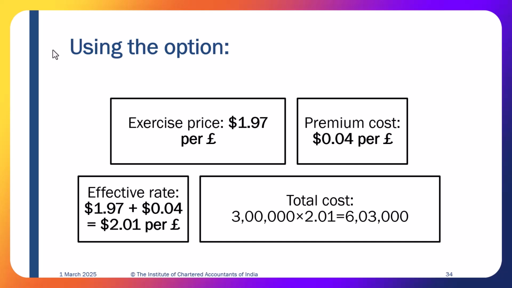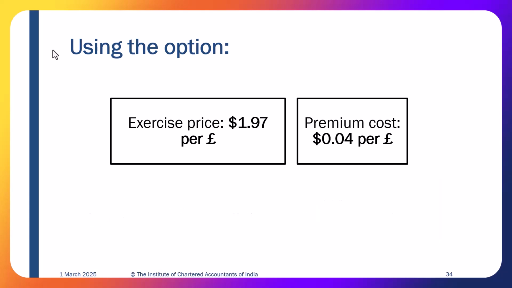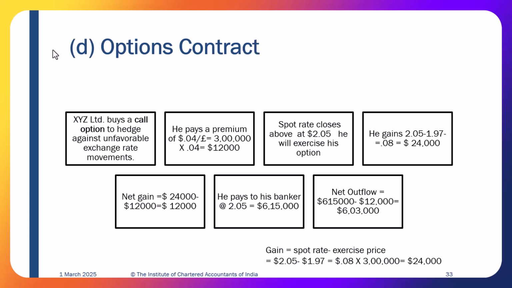Instead of doing all those calculations, you can just do this when he is exercising, because here he has to exercise because the rate has gone up. Assume that the expected rate has become the real rate, so he will have no choice but to exercise. So the exercise rate 1.97 plus the premium will become his cost of dollars. You multiply it with 3 lakh pounds, and you will straight away get the answer. But in reality, this is the way we look at it.